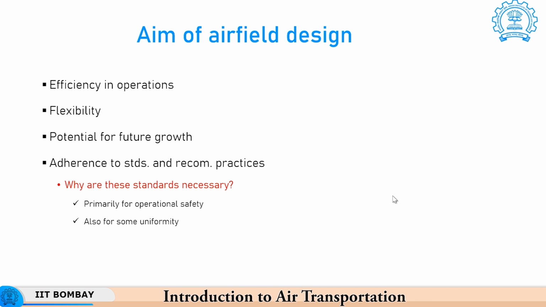So, there are certain guidelines given for the minimum runway width, the distance between runway and taxiway, the distance between the taxiway and the terminal, and how much land should be available under the direct control of the airport on the lateral side of the runway. All these things are governed by certain norms and standards.